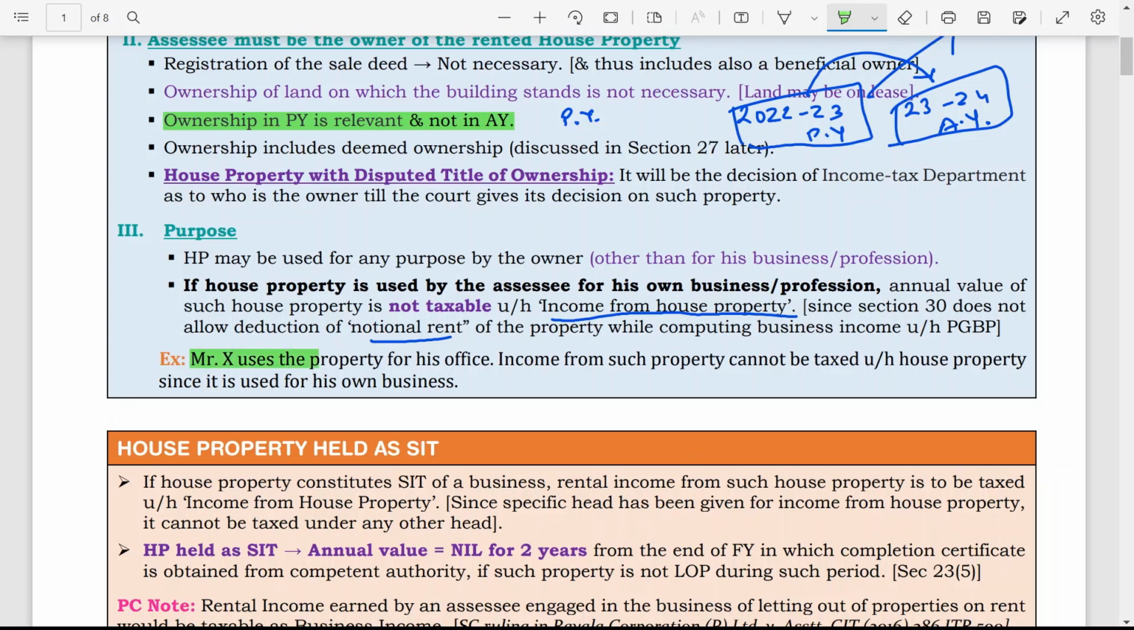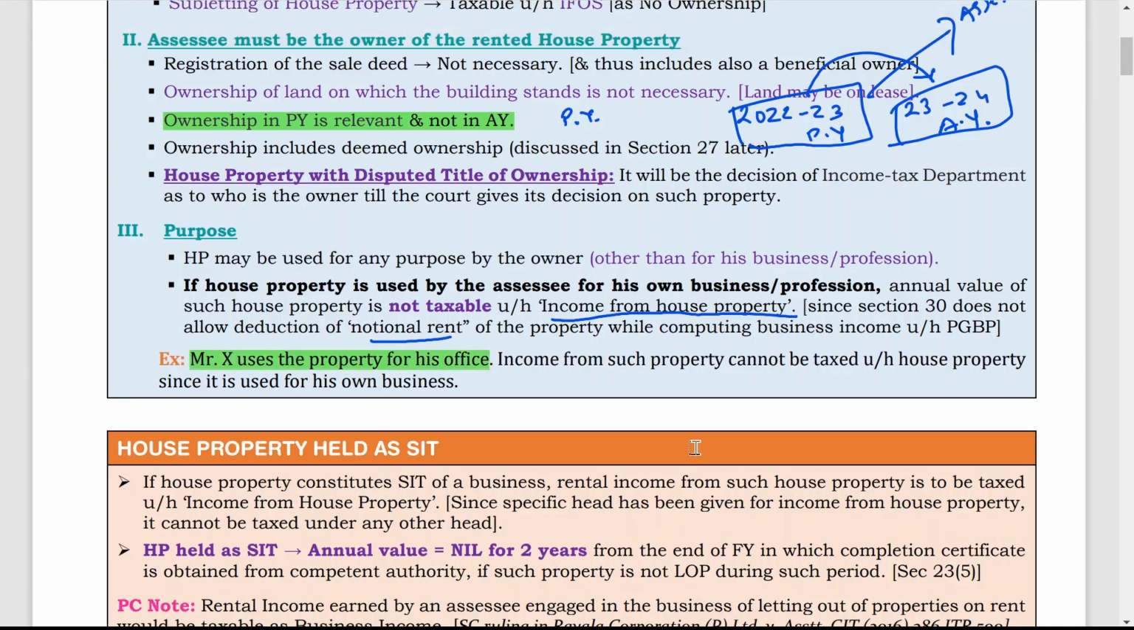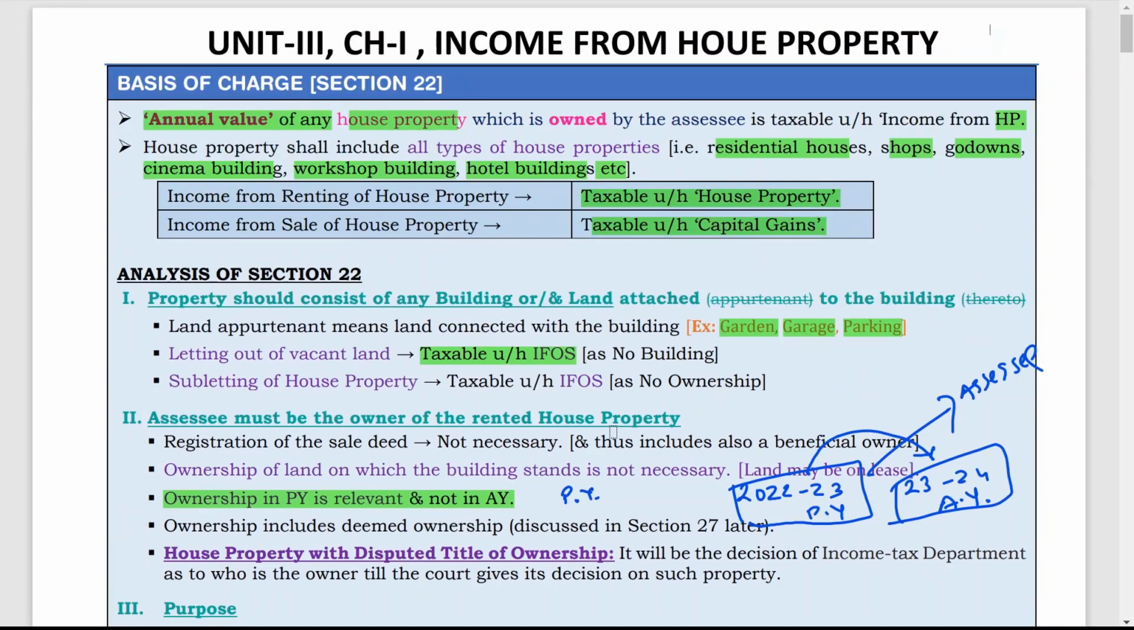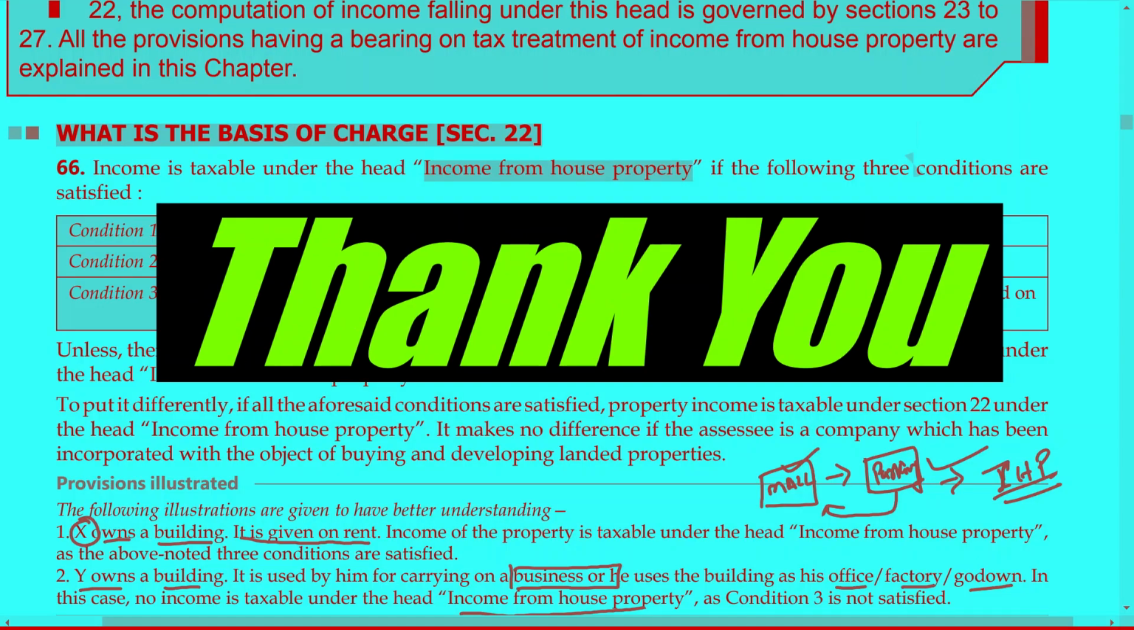Mr. X uses the property for his office. That is enough. Even though Mr. X is the owner of the property and it consists of a building, what is the third condition here? It is not satisfied. So income from such property cannot be taxed under the head income from house property, since it is used for his own business. So that's all about the three conditions of the basis of charge under section 22. We have discussed the basis of charge, section 22.